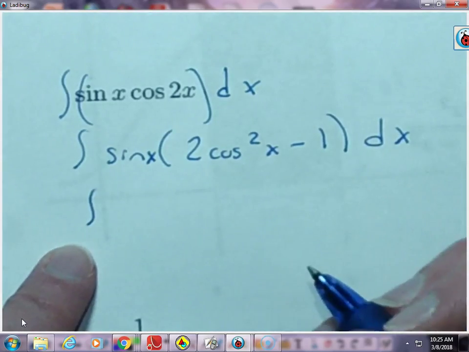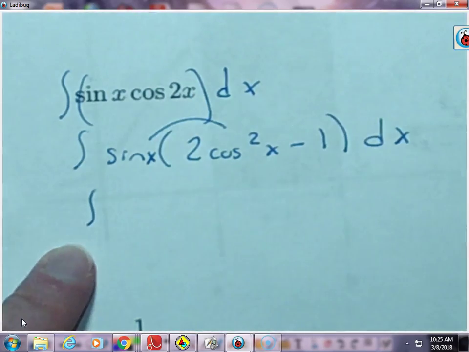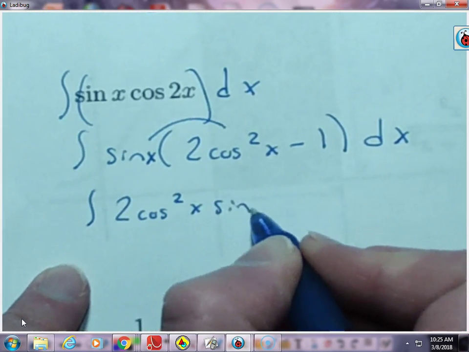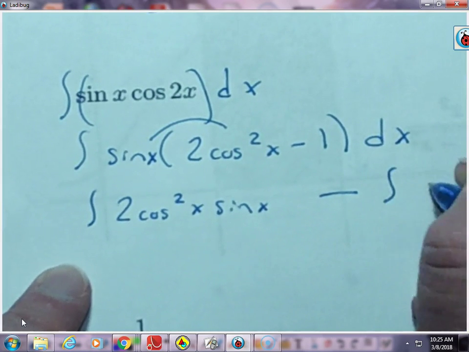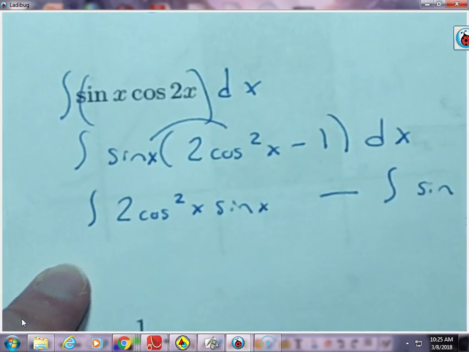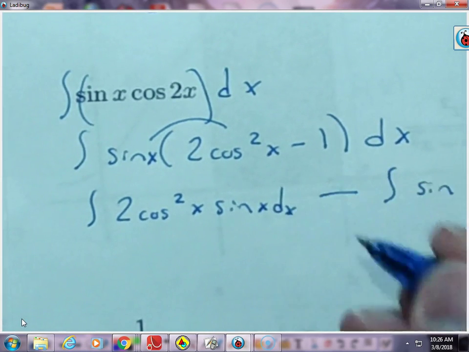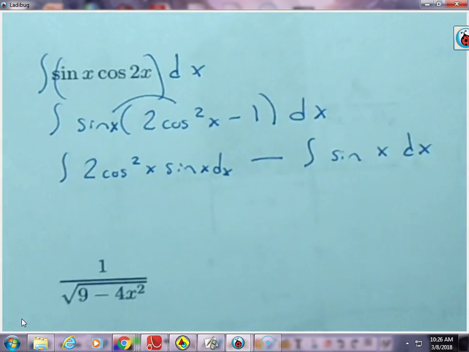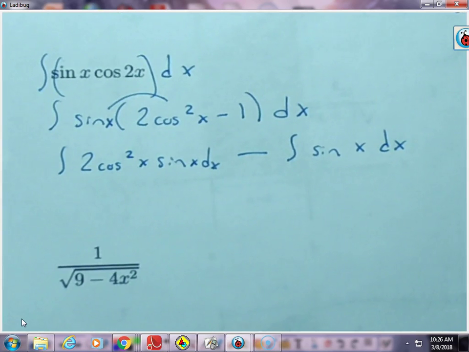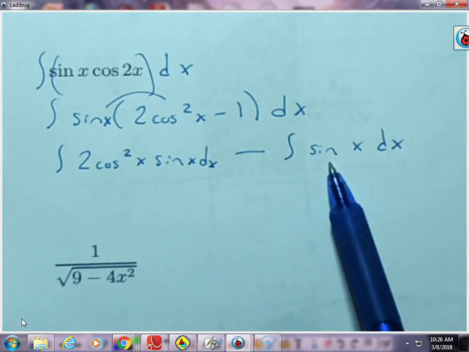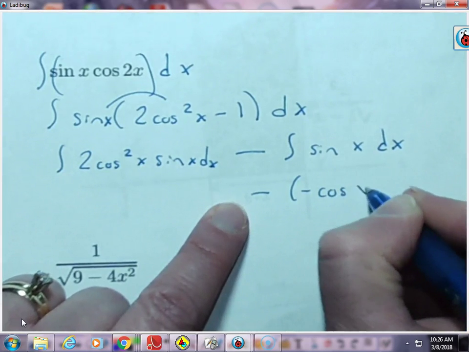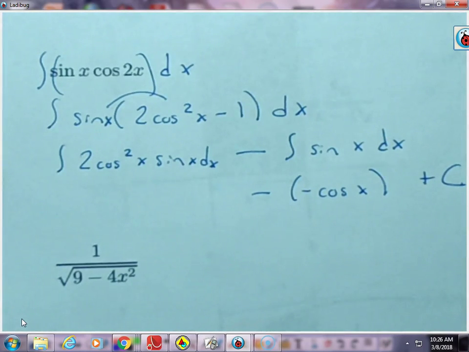So what I'm going to do is distribute and separate. I'm going to have the integral of 2 cosine squared x sine x minus the integral of sine x, and they both have dx's. Oh, and I'm going to zoom out a little bit. Well, let's do the easy part first. What's the integral of sine? Yes. So this would be minus a negative cosine, or just a positive cosine.